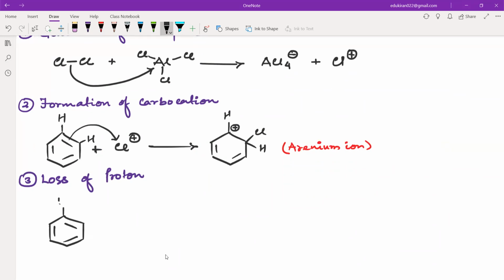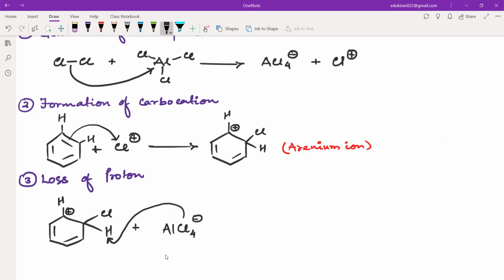So here we have hydrogen. Oops, a mistake happened here. This will not be a pi bond. And here we have chlorine. Here we have hydrogen. Here we have a positive charge. And we are going to react this with AlCl4 negative. Now, one of these chlorine atoms will attack on this hydrogen.